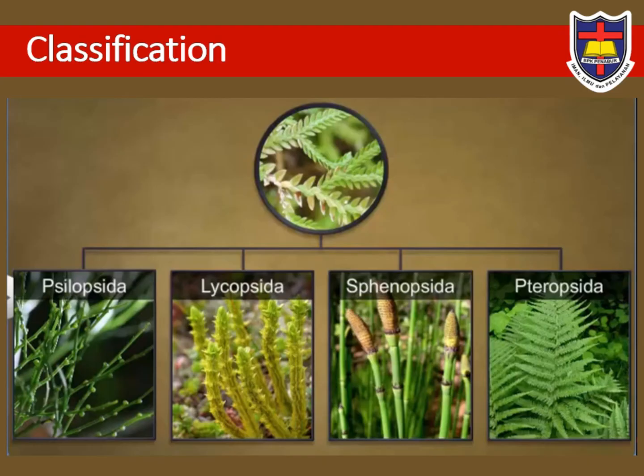Now, let's learn about the classification of pteridophytes. Pteridophytes consist of four major groups. The first one is Psilopsida, and then Lycopsida. Next is Sphenopsida, and the last group of pteridophytes is Pteropsida. Let's discuss the characteristics of each of these groups.